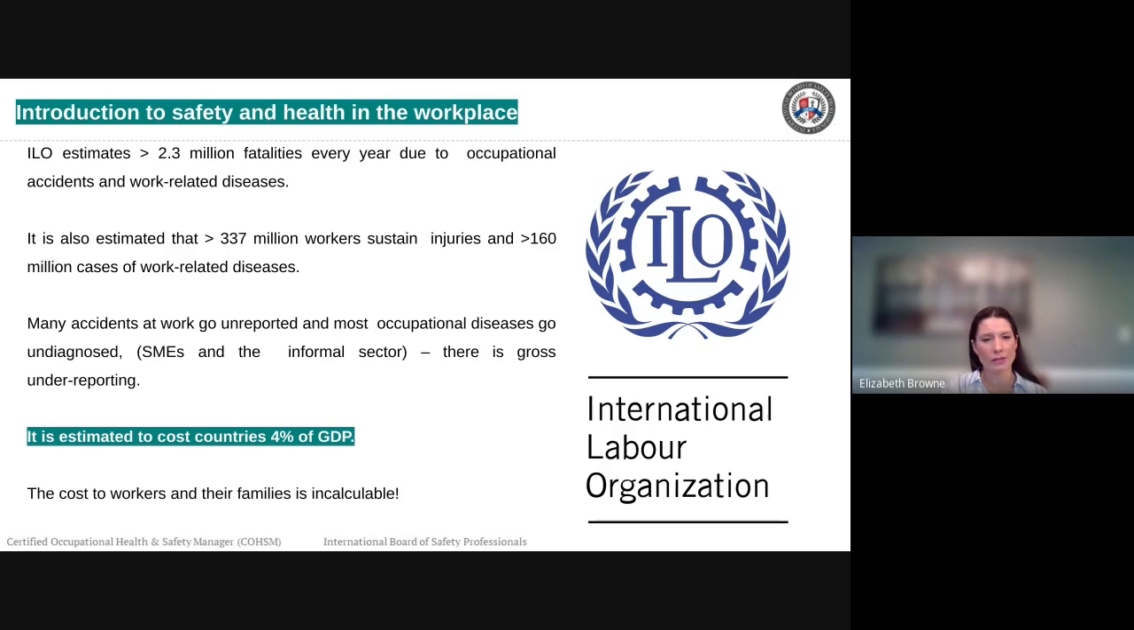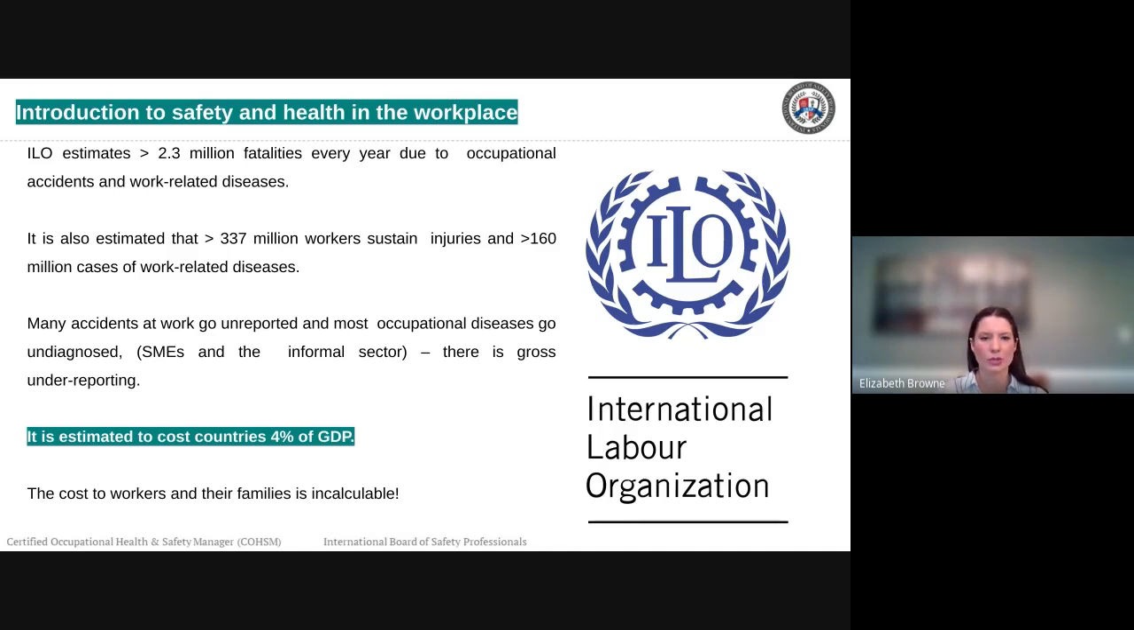And the cost of all of this, the cost of these fatalities and injuries and illnesses is estimated to cost countries 4% of their gross domestic product. So that is quite a bit to a country themselves. But as we talked at the last slide, the cost to the worker themselves and the family, we can't calculate that. For 6,000 workers to die each day and the families that are affected by it, we can't calculate what the cost of a life is, or of a loved one is.